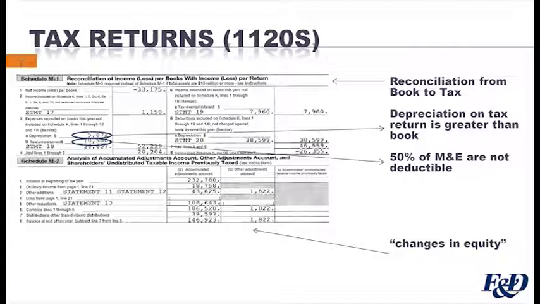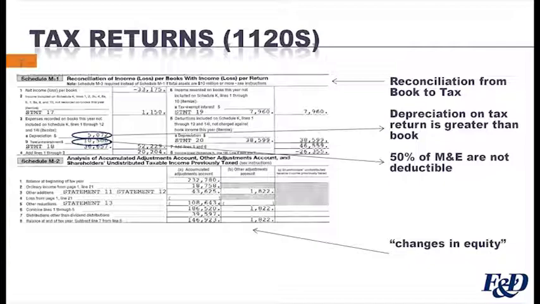Certain expenses under IRS rules are not allowed to be deducted for tax purposes. This particular entity incurred $21,000 of meals and entertainment expenses throughout the year. These were reported in the financial statements. However, the IRS only allows 50% deduction of these amounts. So on line 3B, you can see an add back there of $10,500, meaning those amounts are not allowed to be deducted.